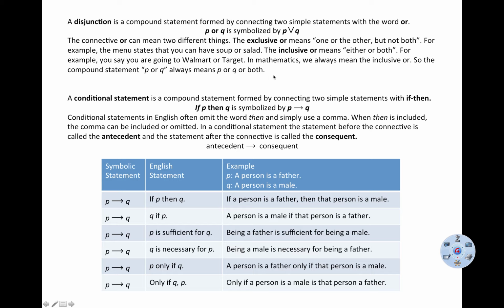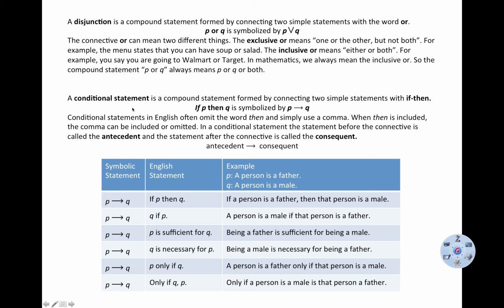The inclusive or means either one or both. For example, you could say you're going to Walmart or Target. So you could go to Walmart or you could go to Target, but there's nothing stopping you from going to both of them simply because you said you're going to Walmart or Target. In mathematics, we always mean the inclusive or. So the compound statement P or Q always means P or Q or both.